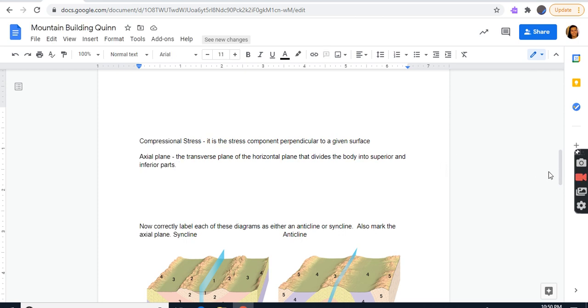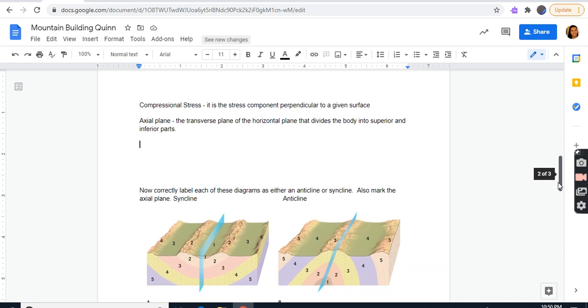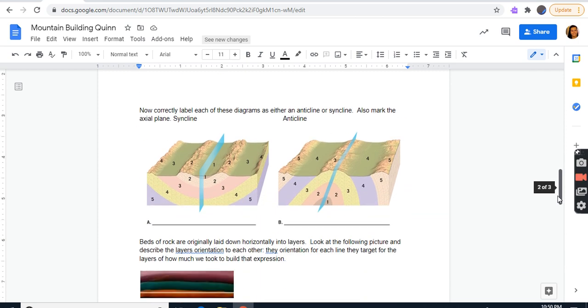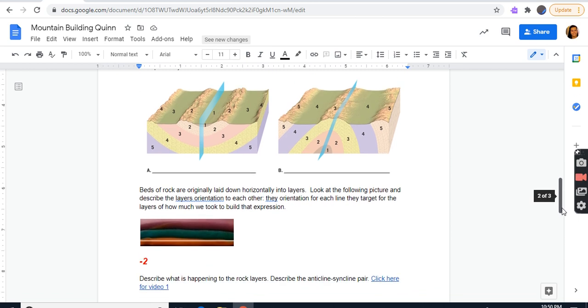Now, correctly label each of these diagrams as either an anticline or syncline. Also mark the axial line or plane. This is syncline and this is anticline. Beds of rock are originally laid down horizontally into layers. Look at the following picture and describe the layers' orientation to each other, their orientation for each line.